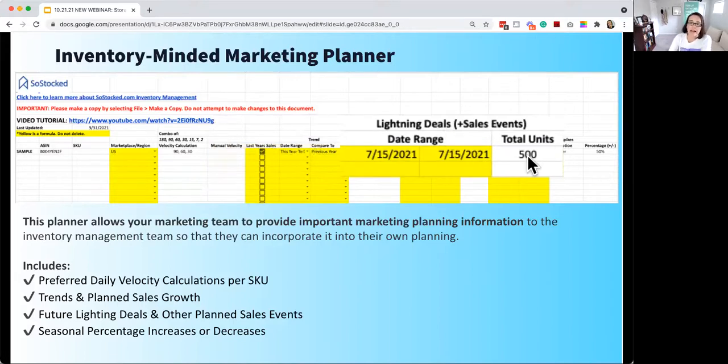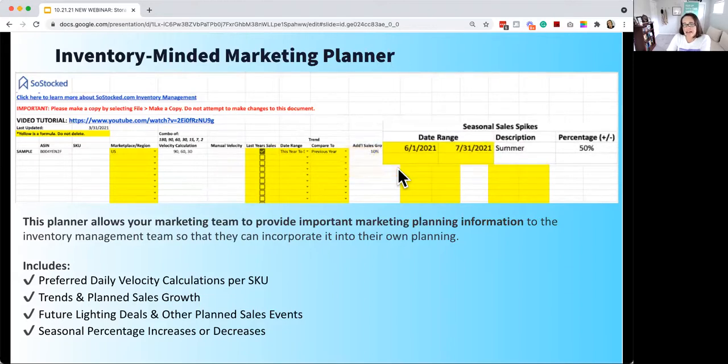Are there any lightning deals that are planned? When are they going to happen? And how many units? And then lastly, seasonal sales spikes. Do we plan on an increase in our inventory or in our sales during a specific time period? Right, all of this data goes from your marketing team to your inventory team. This is one of those things that you should be getting into place and should start using on a regular basis.